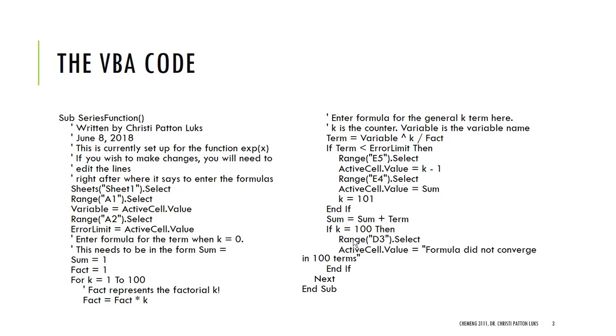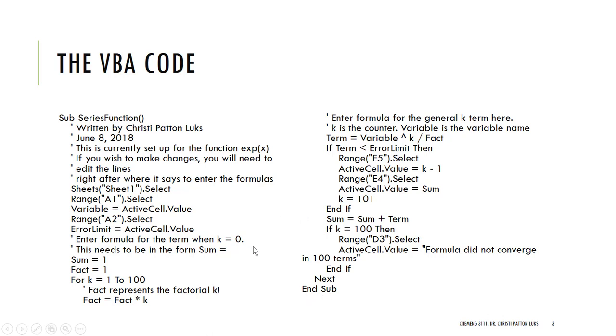What if I reach 100 and it didn't have an answer? Well, in that case, what I'm going to do is simply go to cell D3, just a random cell, and type in, hey, this formula didn't converge in 100 terms. And then I'll end my if for this little if statement. And then next. Next means it's going to come back to the next value of k. And again, all of these things were nested inside there. And then finally, at this point, I'm done with my subroutine.